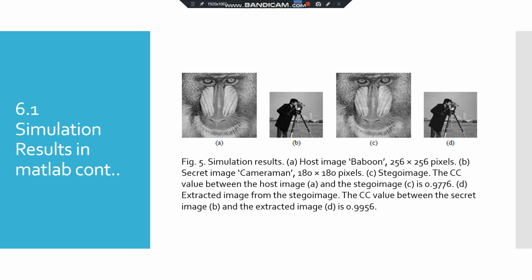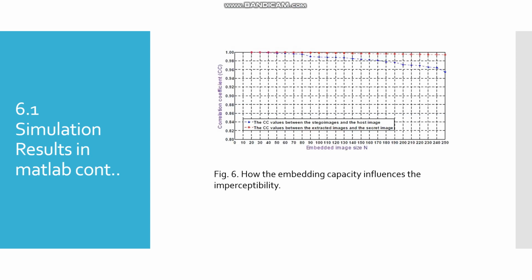We can see that the correlation coefficient, which my friend explained further, is 0.9776 between the A and C images, which are the host and the stego image, and the correlation coefficient between the secret image and the extracted image is 0.9956. So this is the graph which can be shown.